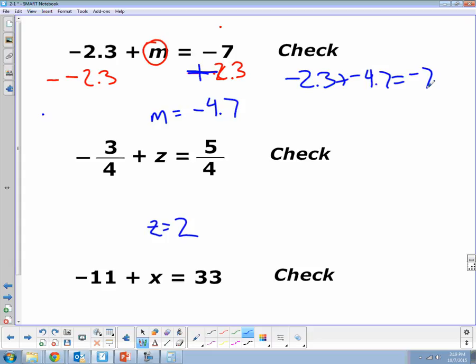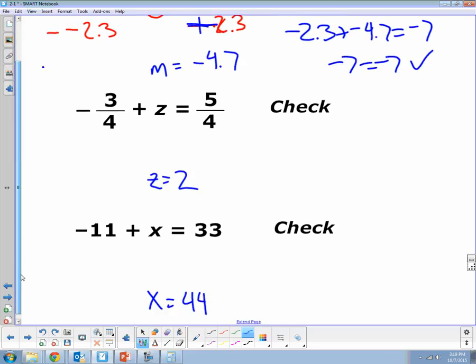Well, if they're both negative, and we're adding, we're starting negative, we're going more negative. Negative 2.3 plus more negative 4.7. Negative 2 plus negative 4 is negative 6. Negative 0.3 plus negative 0.7 is another one. So you have negative 7 equals negative 7. And it works. Next one.